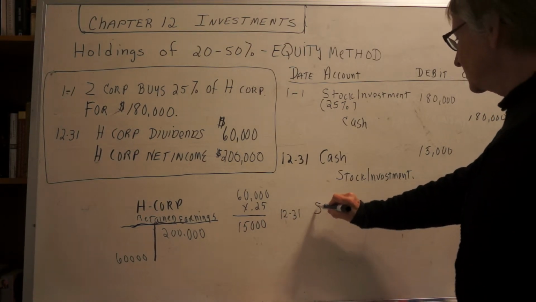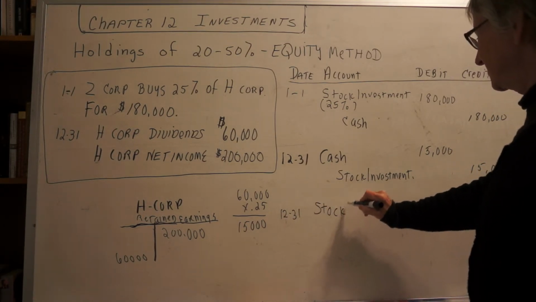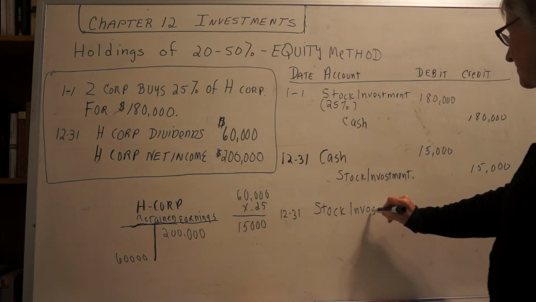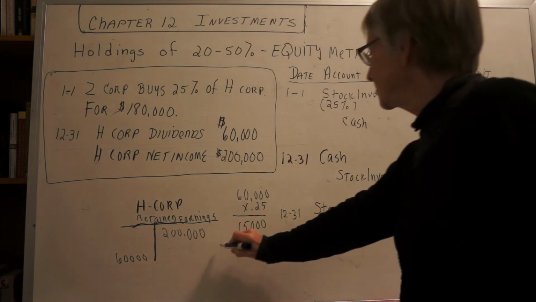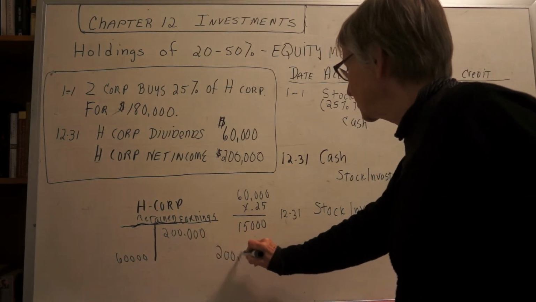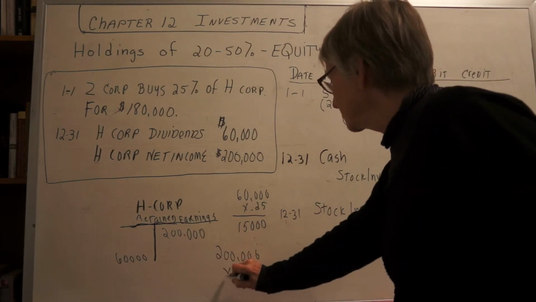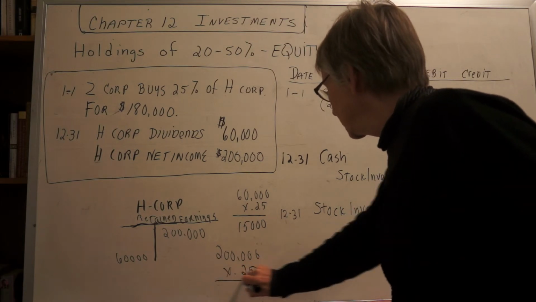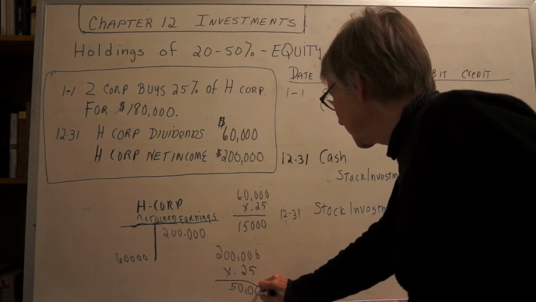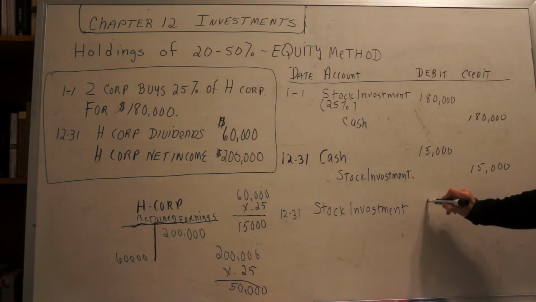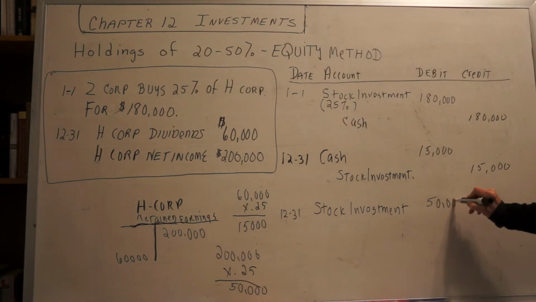Okay, the other thing we do, this is kind of the reduction, at 12/31, they declared net income. And so we're going to increase our stock investment in this company. We'll make these adjusting entries at year end. And we would take their net income, the 200,000, times the 25%. And so we would up our investment 50,000. Okay, so there's the 50,000.